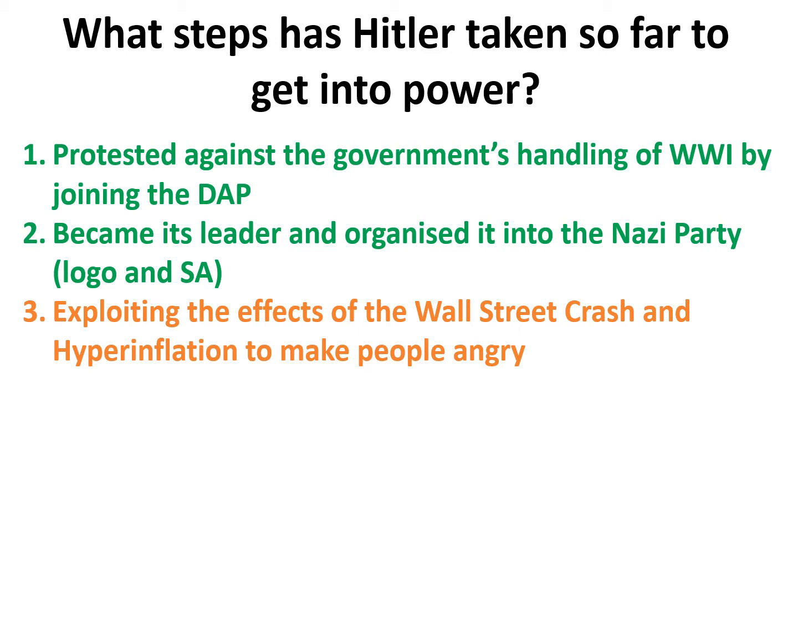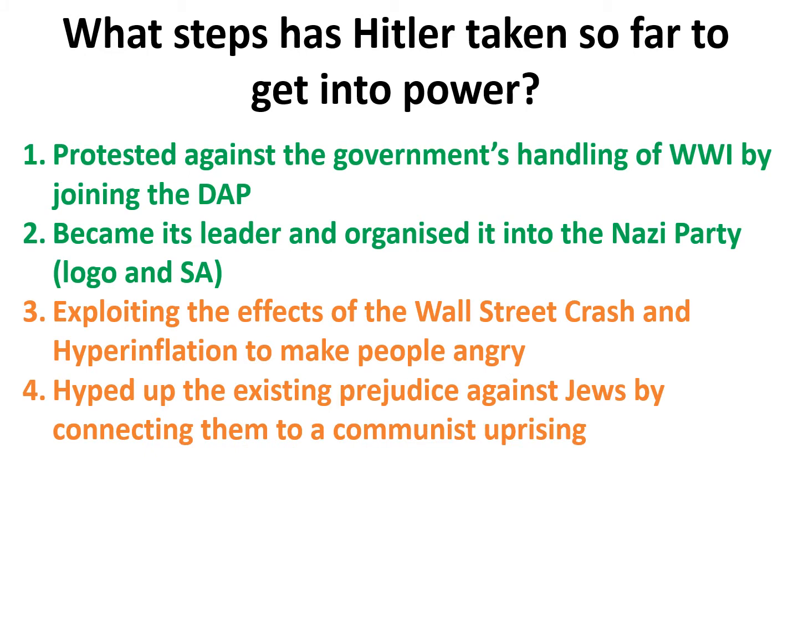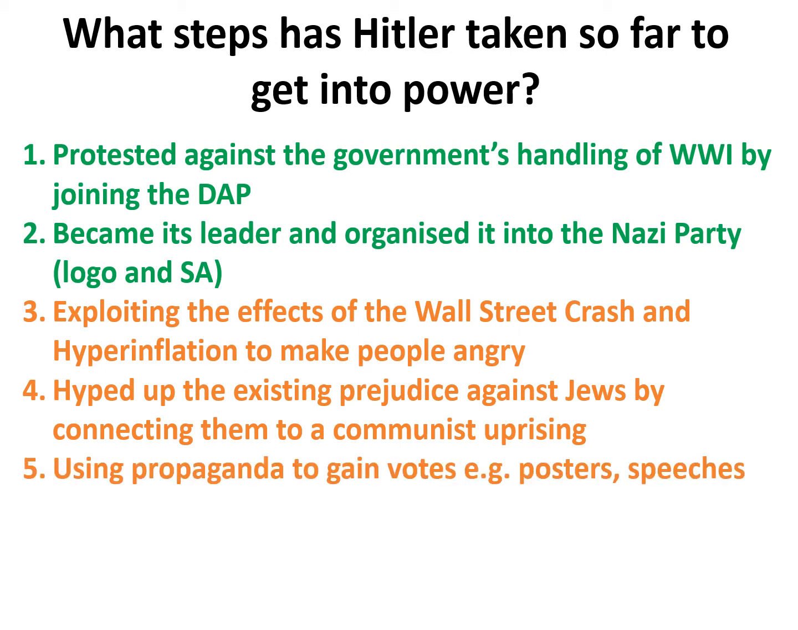He starts to exploit the effects of the Wall Street crash in 1929, and he starts to exploit the effects of hyperinflation in 1923 in order to make people angry, and they're angry against the Weimar government. He hypes up the existing prejudice that people feel against Jews by saying that it's their fault for everything, they're a bunch of communists, they're going to rebel and kill us all, and they're greedy. He then uses propaganda to gain votes, so posters and speeches. So these are the things that we already know about because we've been looking at them in the booklet.